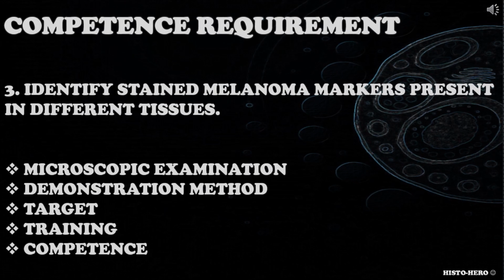The third competence requirement is for you to identify stained melanoma markers present in different tissues. How can you identify melanoma markers in tissues? What staining methods would you use? Consider microscopic examination of stained slides, demonstration method used and the target marker and cells expressing this marker, your training and competence.